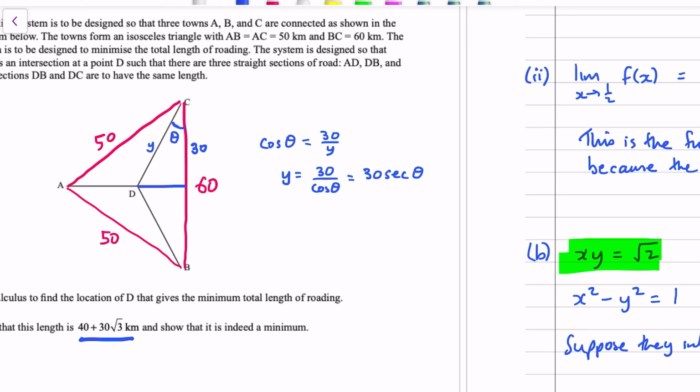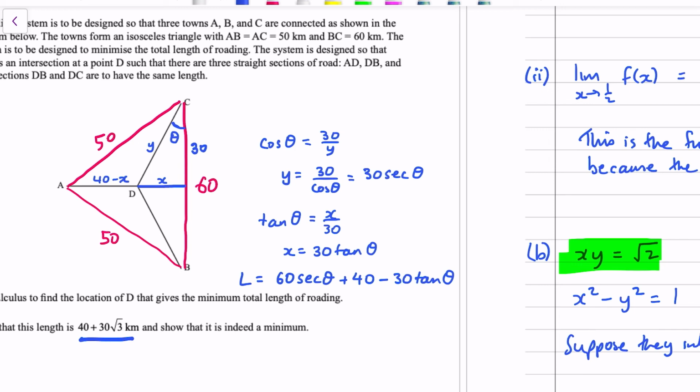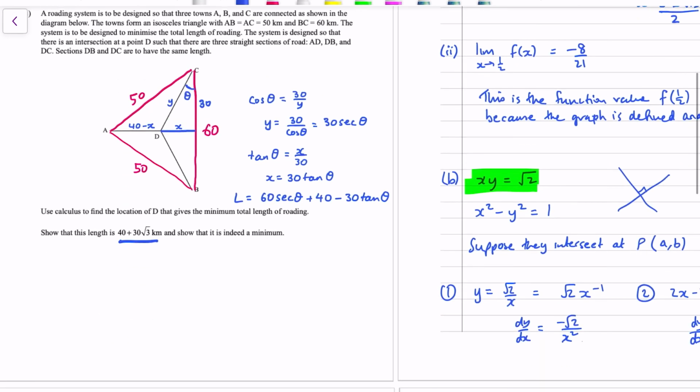And then this value here, x, that's tan of theta equals x over 30. So x is 30 tan theta. And then my length of roading is 2 lots of y, so 60 sec theta, and then 40 minus 30 tan theta. And bearing in mind that we've already talked about y, that's 40 minus x. That's where we use Pythagoras on the right angle triangle. Okay, so that's our length formula, and we need to differentiate it.